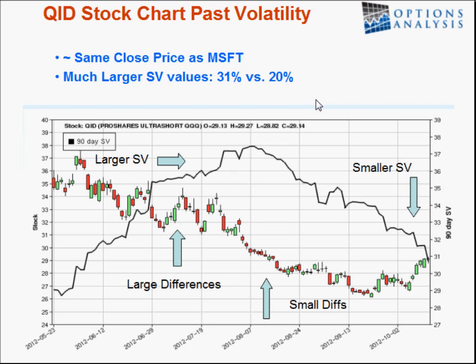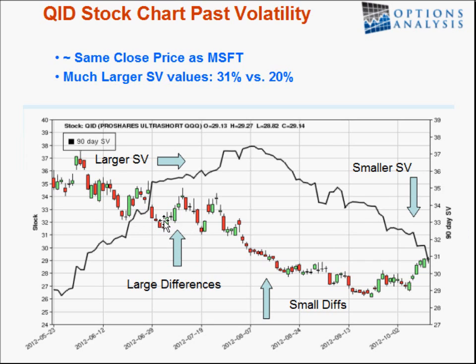Here's QID. This is the stock chart for QID. QID ended at the end of this time period at around 29.1, approximately the same value as Microsoft. But during the time period, its statistical volatility numbers, computed over the same period of days, are much larger. Here's the scale on this side, and this scale goes into the 30s and upper 30s.